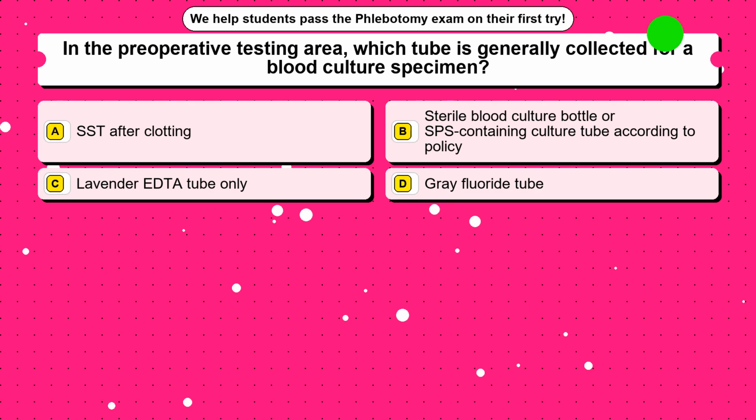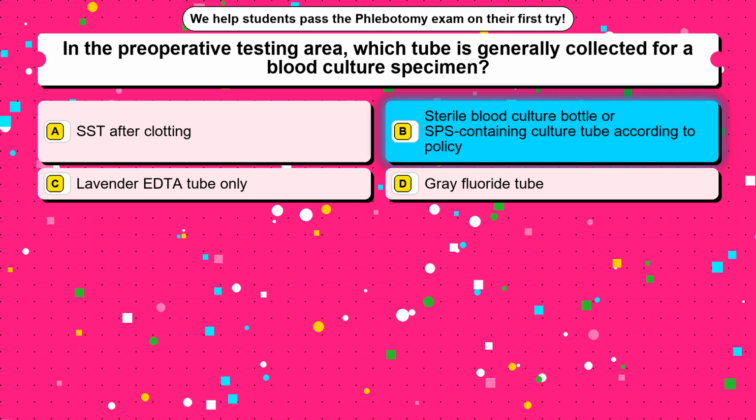Question 7. In the preoperative testing area, which tube is generally collected for a blood culture specimen? Option A, SST after clotting. Option B, sterile blood culture bottle or SPS containing culture tube according to policy. Option C, lavender EDTA tube only. Option D, gray fluoride tube.